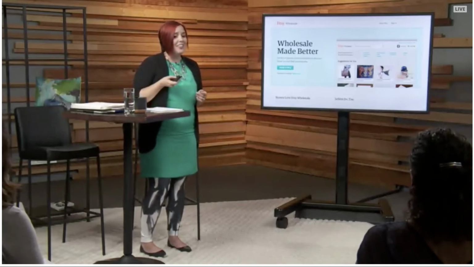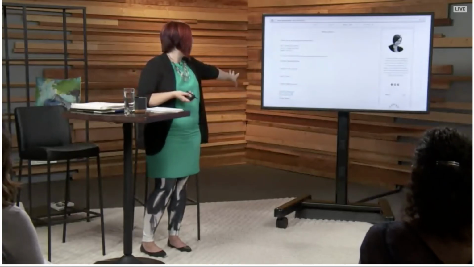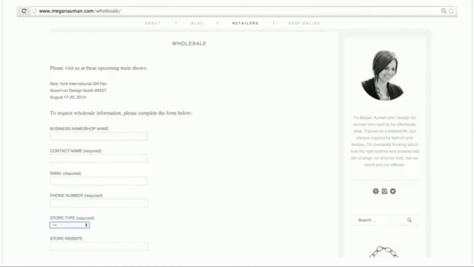At the very least, give people a way to get more information on your website. So if you go to the meganallman.com/wholesale on my website, you'll see this. So what I do is list my upcoming trade shows, and then I have a form that buyers fill out. And what this is going to do is let them give me very specific information and request my wholesale materials.